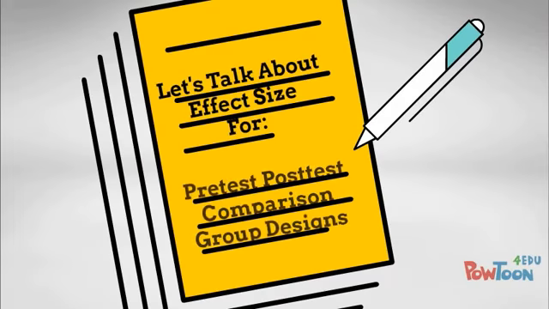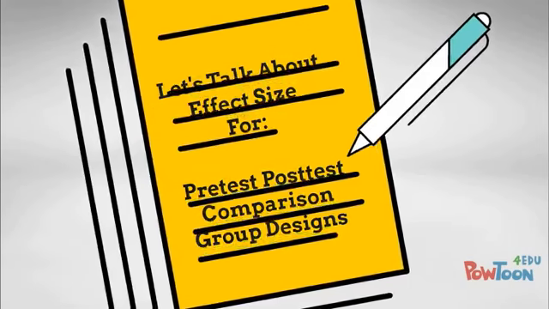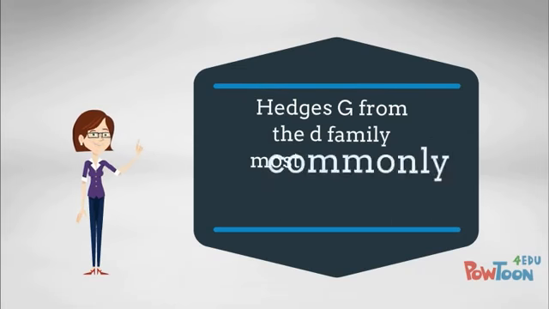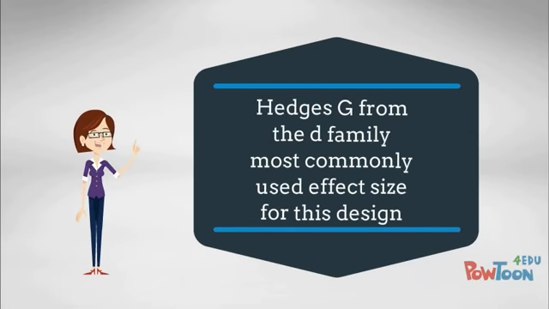Now let's talk about effect size for the pre-test, post-test comparison group design. The Hedges' g from the d family is the most commonly used effect size index for this design. There is some debate about the best method to compute d for this design, but the most common method is to use the post-test measures collected from the groups.